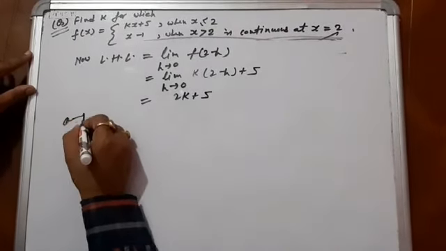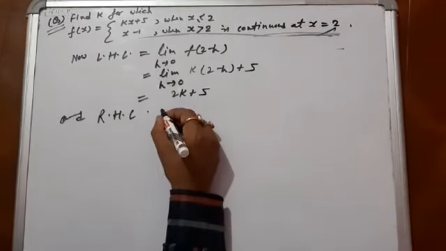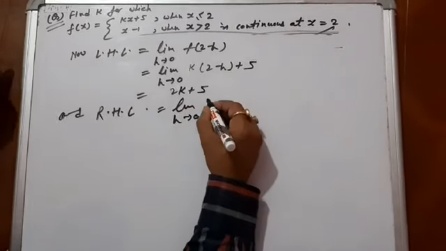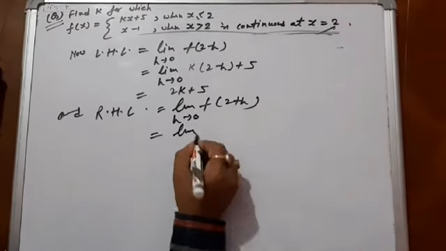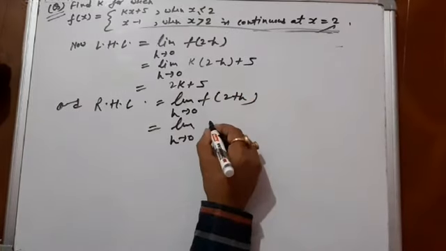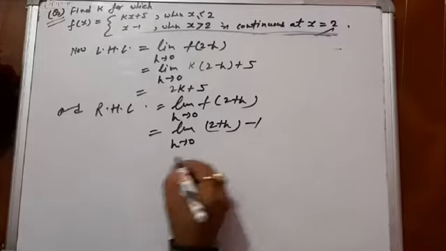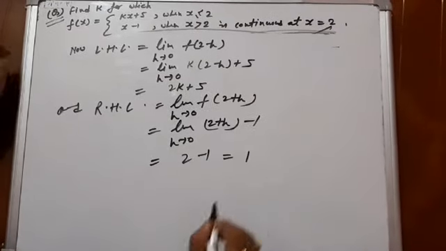Now find out the RHL. RHL is limit h tends to 0, f of 2 plus h. This is equal to limit h tends to 0. It will come in the second portion. It is x minus 1, means 2 plus h minus 1, use the limit, it is 2 minus 1, that is the value is 1.